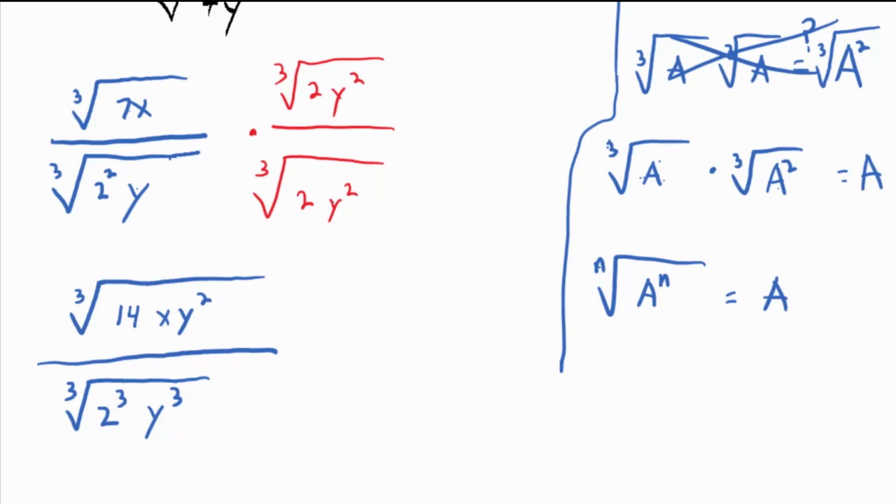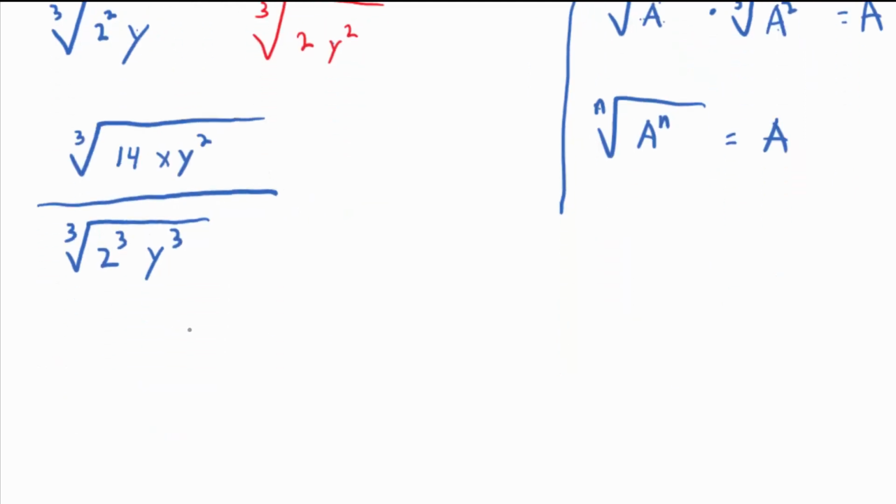So you've done it. You get on top the cubed root of 14xy squared. On the bottom, you get the 2, the y, and then the cubed root of 1 is just 1, so you don't write it down.